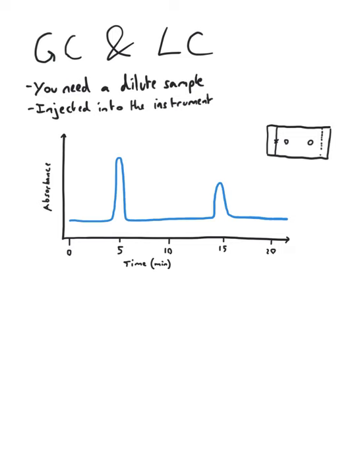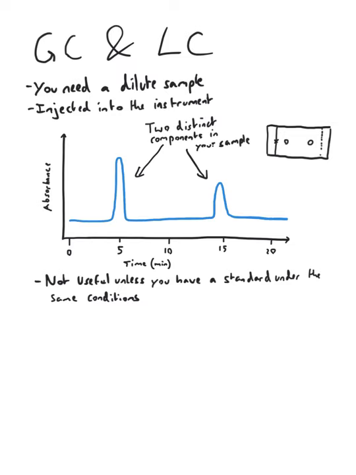The flip side of this is that the chromatograms are useless if you have no standard to compare them to. So if you don't know what appears at 5 minutes or at 15 minutes, this is just telling you that you have a sample with two things in it, but that's about it.